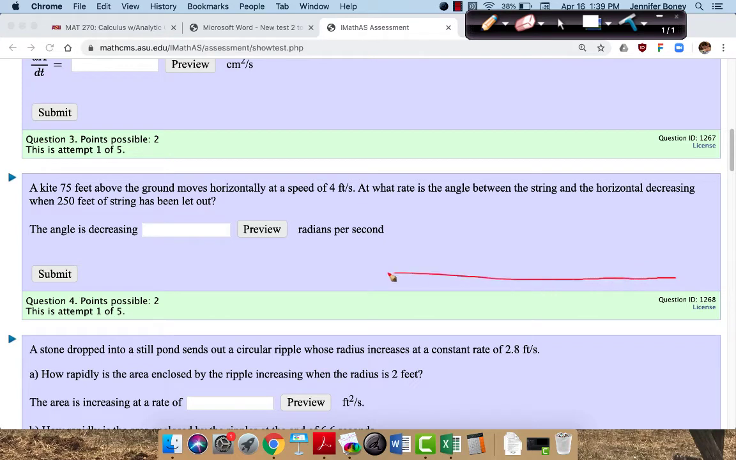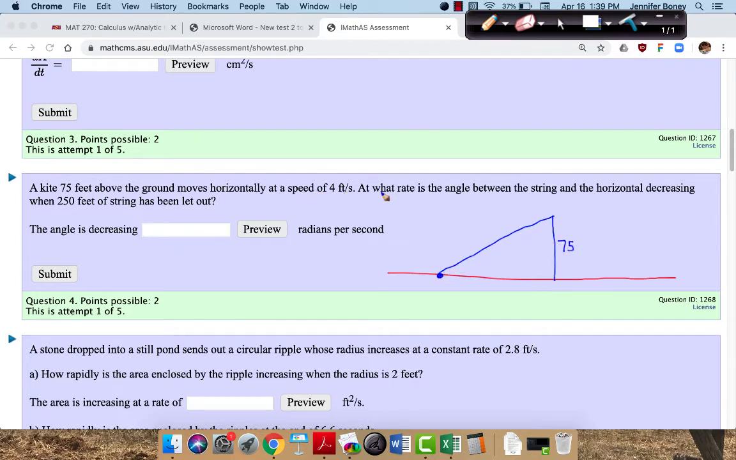Here's our ground. We've got a kite string. Let me just say I'm just going to pretend I tied it to a pole right here. There's a kite that's being held at 75 feet above the ground. So this is something that's fixed for this problem.